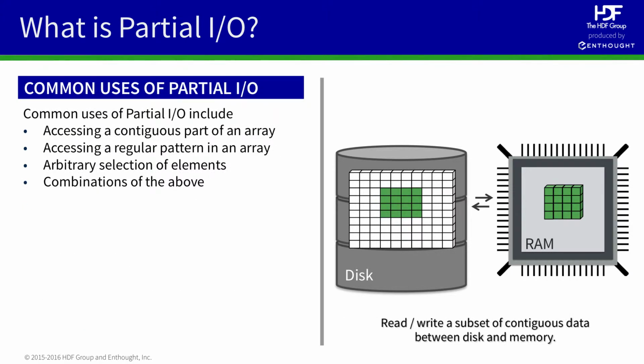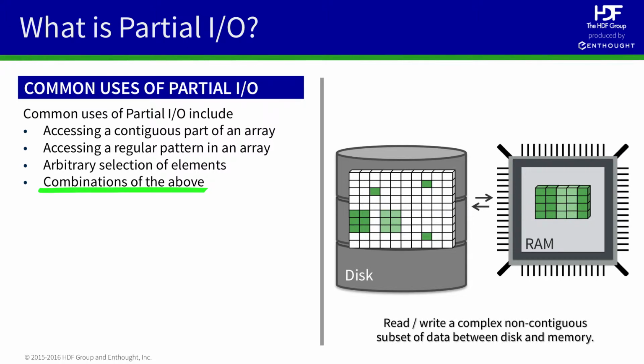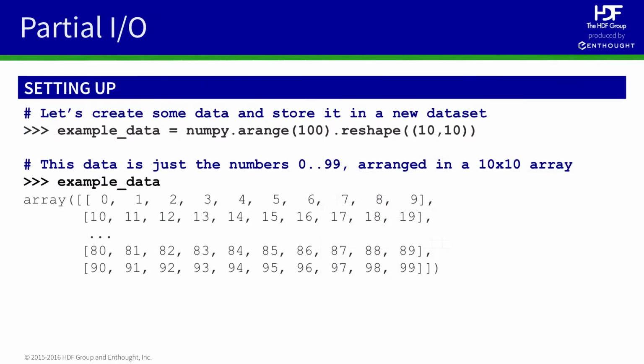HDF5 supports a number of techniques for specifying the region of data to access. For example, you can retrieve a contiguous piece of an array, all in one block, or a regular pattern, arbitrary selections of elements scattered throughout the file, and of course, combinations of the above. Let's consider an example and see how partial I/O can work.